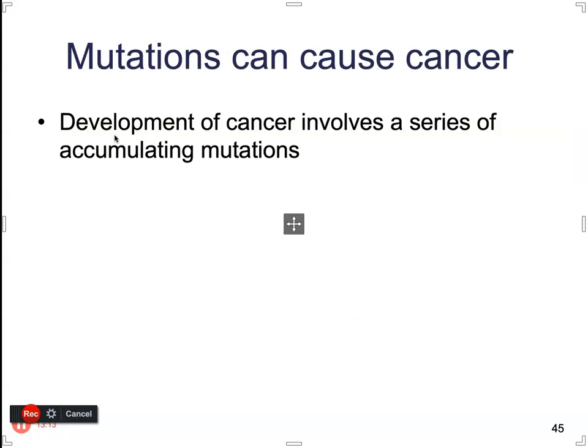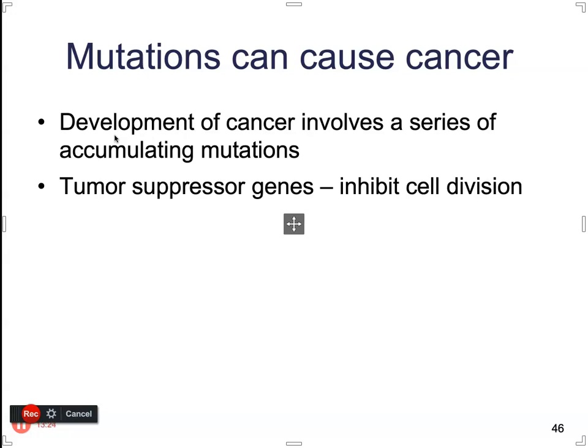There are also mutations. The development of cancer involves a series of accumulating mutations that can differ from one type of cancer to the next. So the tumor suppressor genes, remember when we talked about tumor suppressor genes, they're responsible for inhibiting cell division. If we take those out, or if we see mutations in those tumor suppressor genes, it's like ripping the brakes out of your car. We don't have the ability to stop cellular division if we have a mutation in our tumor suppressor genes.